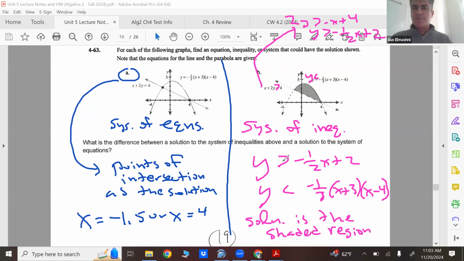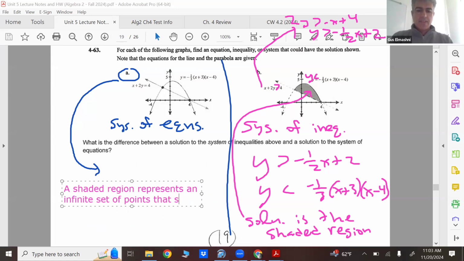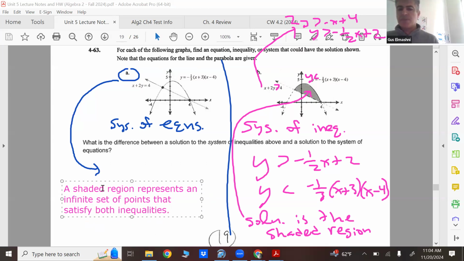So how many points are in my solution? 2. Actually, it's infinite. There are infinite possibilities. So let me erase this to the other side here. Now you got the point for the left side. So for the right side, a shaded region represents an infinite set of points that satisfy both inequalities. That is precisely what's happening. Okay, that is the whole essence of this topic.